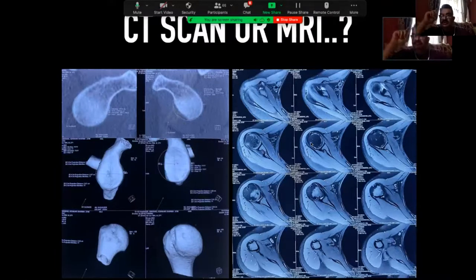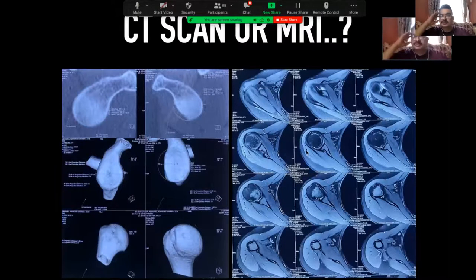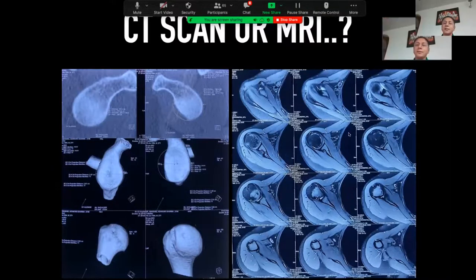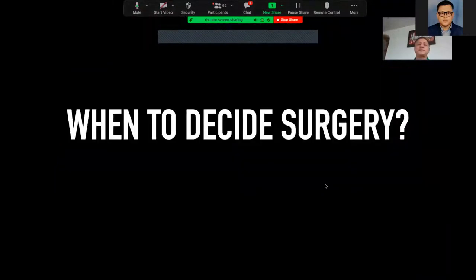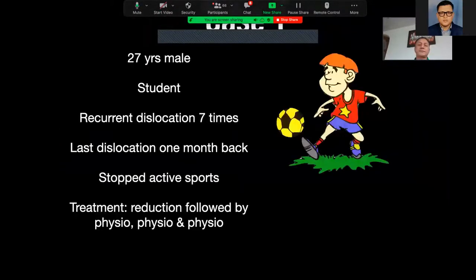Yes, sir. Vivek, yes. My question to the sir: suppose a patient comes with 25 dislocations, he did a CT scan and finds out that there is no bone loss. What is the next step? Yeah, of course, you go for the MRI. Okay. So this is always controversial. Ideally, do both, but recent literature is more inclined towards MRI, which I found during literature search while I prepared this talk. When to decide surgery, I will skip this.